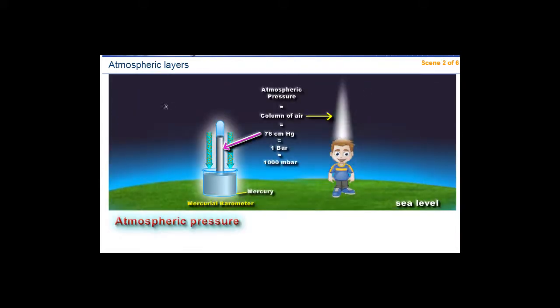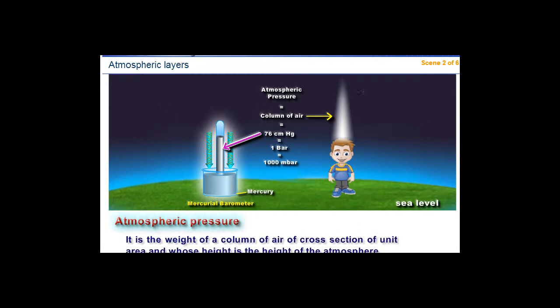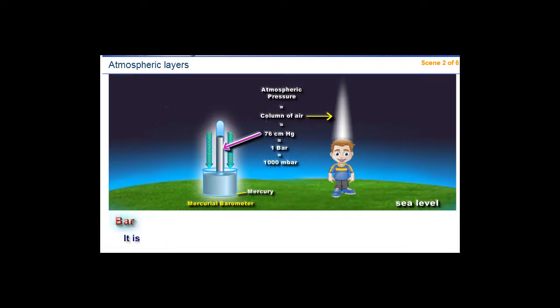Atmospheric pressure. It is the weight of a column of air of cross-section of unit area and whose height is the height of the atmosphere. Bar. It is the unit of measuring pressure. 1 bar equals 1,000 millibars equals 76 centimeters of mercury.